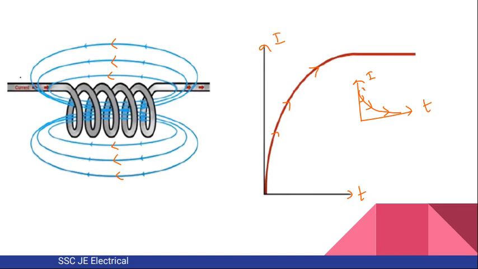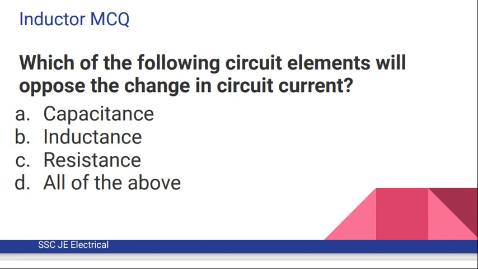Here 3 lines will be there, here 2 lines, then 1 line. What I mean is the magnetic field will reduce when current stops flowing. Now we can discuss some of the most important multiple choice questions on the inductor.